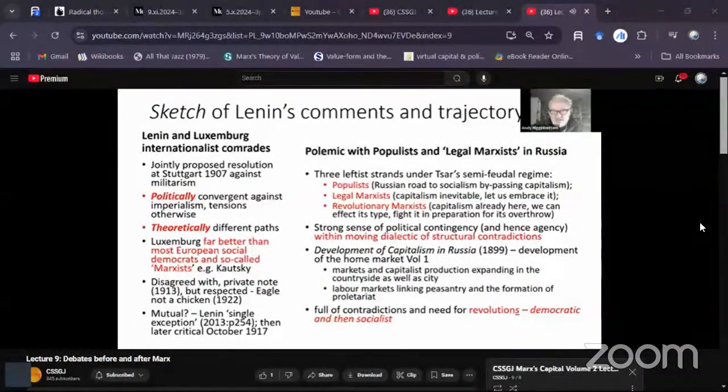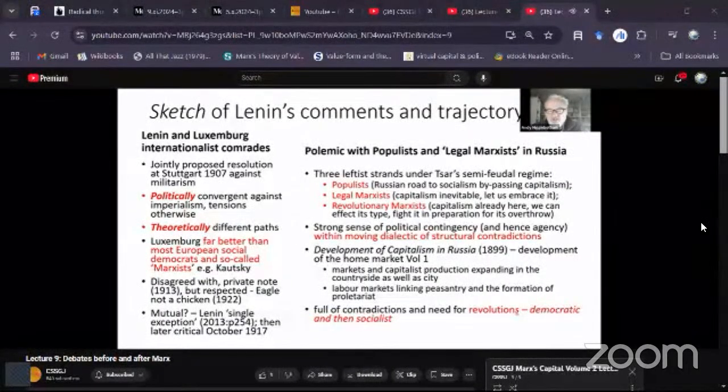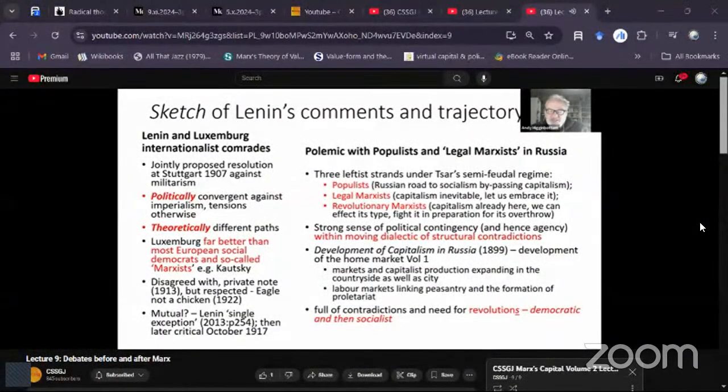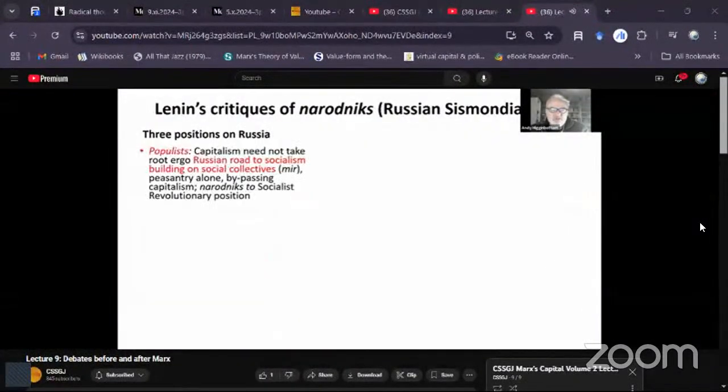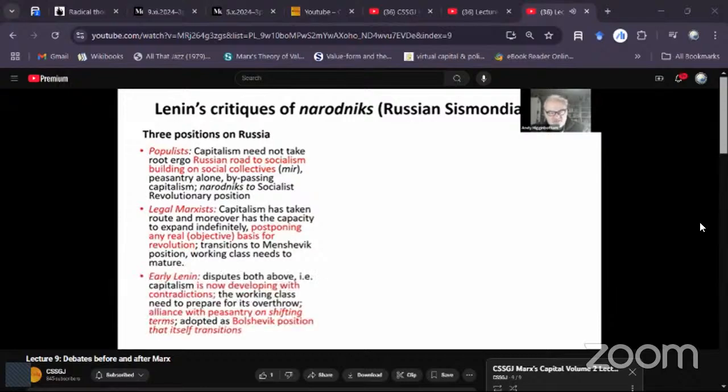Lenin's position on Russia was very much about the development of capitalism in Russia, right? Which is that there is an extension of capitalist relations in the countryside and in industry, full of contradictions, which would generate two revolutions, a democratic one and a socialist one, right? So it's a moving dialectic of structural contradictions. That's, if you like, the culmination of the early Lenin. And in that positioning, he's in polemical disagreement with these two other trends on the Russian left, okay?